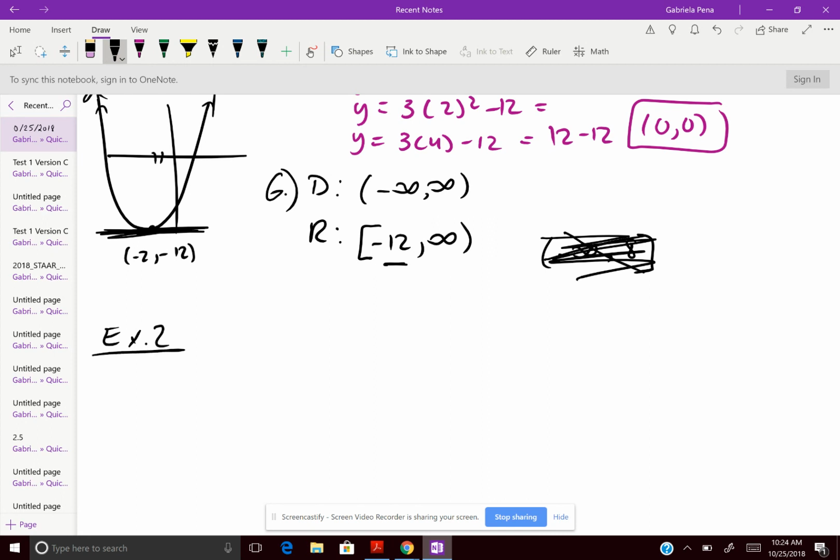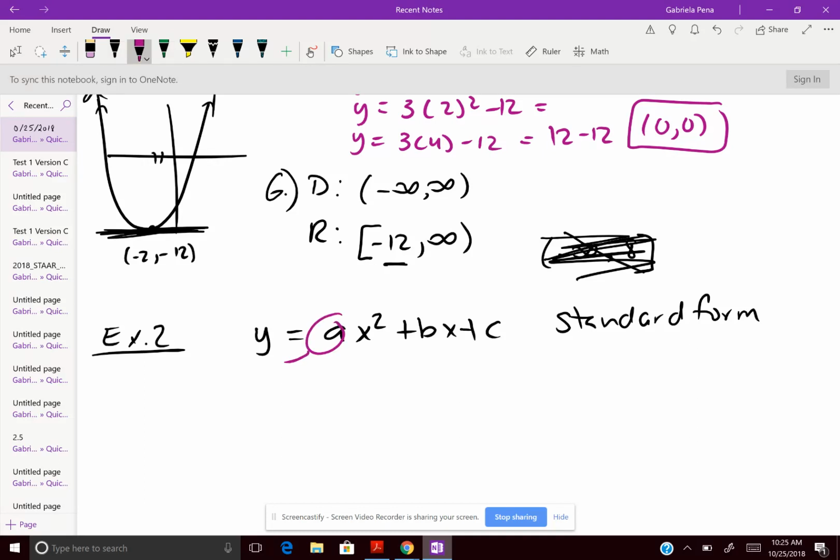Now they're going to give it to you in standard form. When they give it to you in standard form, there is no what? What do you notice? What's different from this one and the other one? There's parentheses, and the other one had h, k. Here, there's no parentheses.